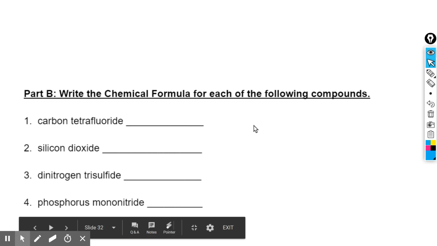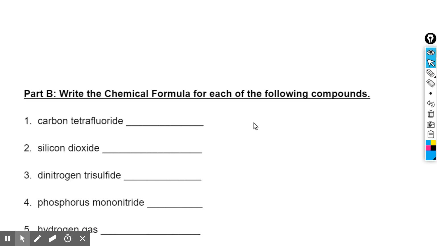So now we are on the formula writing part, and it's just the reverse of what we were doing before. You will take the word carbon, and what's the symbol for carbon? C. And you take the word fluoride, and what's the symbol for fluorine? F. And then you will write the subscripts. How many carbons do you have? There isn't any prefix, so it's mono, and remember, we don't write it if it's mono. Tetra is 4, so we've got CF4. That is our compound formula.